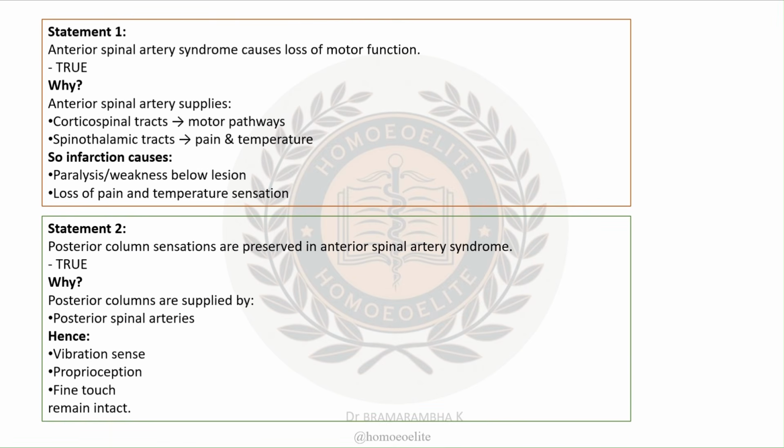Coming to statement 2, posterior column sensations are preserved. Why? Because the posterior columns are supplied by the posterior spinal arteries. Hence vibration, proprioception, and fine touch all remain intact. So this is the reason both the statements are correct.